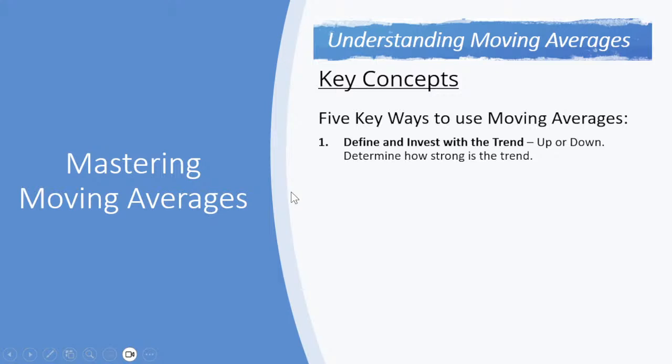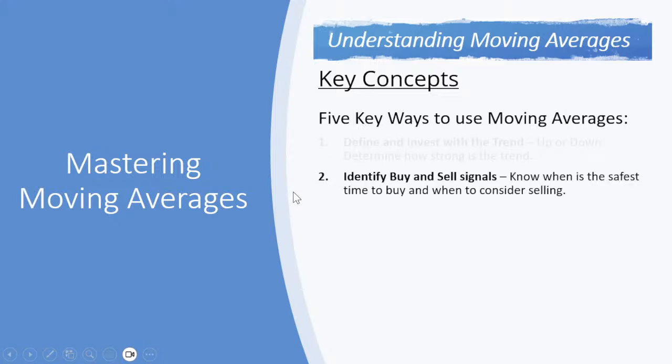5 key ways to use moving averages. Number 1, define and invest with the trend, whether that trend is up or down. And you want to determine how strong the trend is. So, for example, if price is above the 50-day simple moving average, that tells us that the intermediate term trend is up. Our job is to find buying points during that situation, during the times where the price of the stock is above the 50-day moving average. Okay? To determine how strong the trend is, we'll use the slope of that 50-day moving average or any type of moving average.